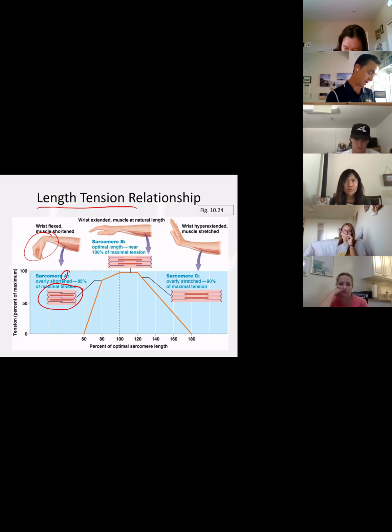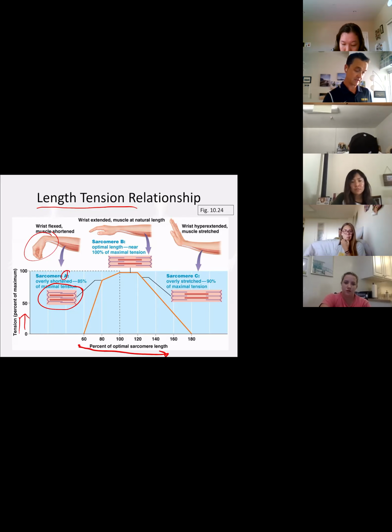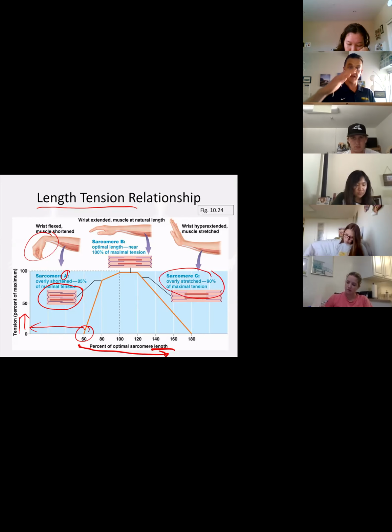And so this on the y-axis here is tension, or how much force is being produced, and then down here on the x-axis is stretch, or sarcomere length, right? Sarcomere length. Okay, so when we're already shortened like this, the force or the tension production is very low, right? And then the other extreme, out here, sarcomere C, if we're all the way extended like this, these muscles are already stretched out. What happens is, and this is the myosin and this is the actin, right? So it's myosin, that's actin, okay?